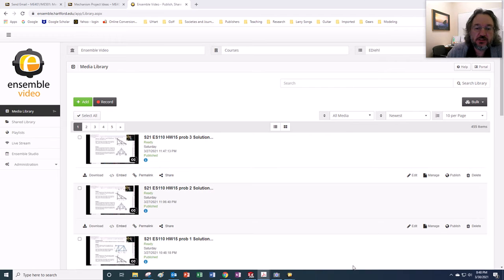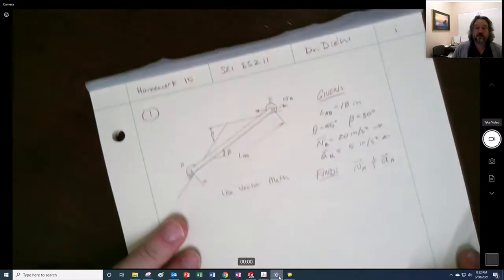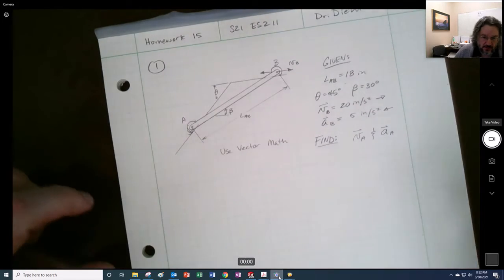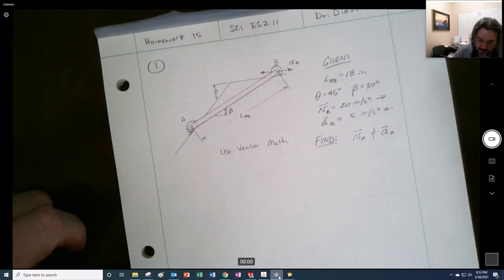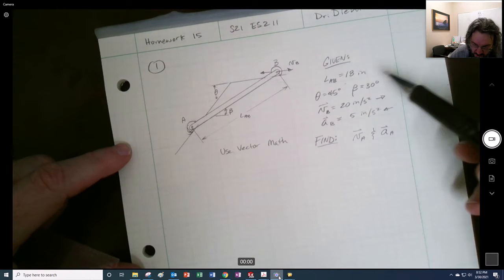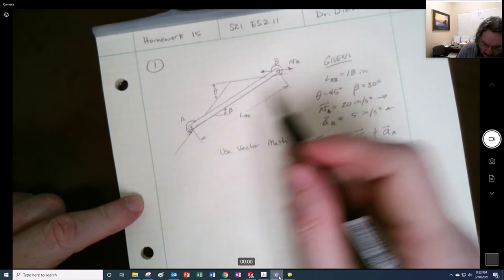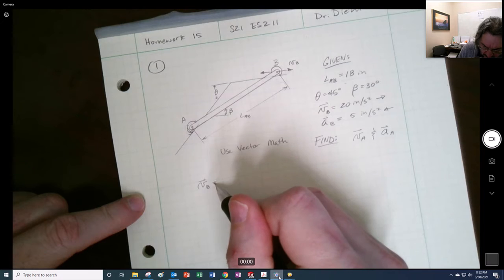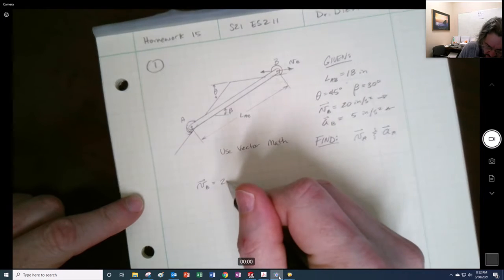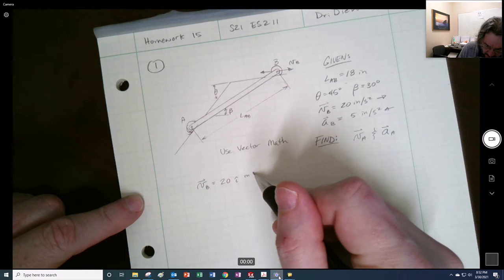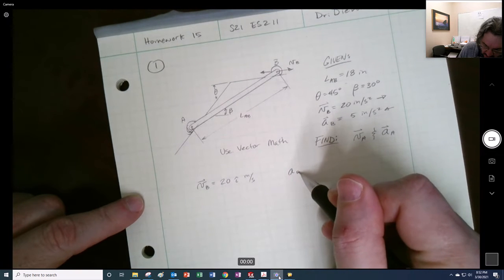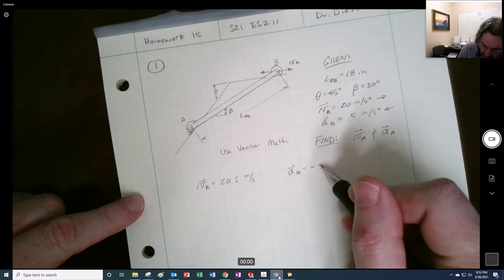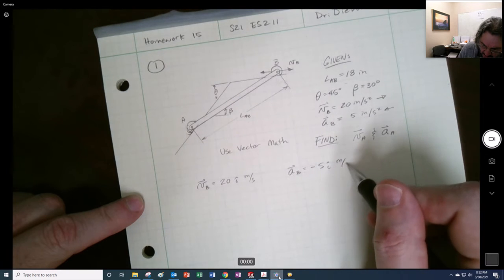Okay, so I'm going to pause so I'll write out the problem instead of wasting your time. Okay, so here we go. Right here, I have written out the problem so that I didn't take up time of yours. When we do vector math, we want to make sure that we write out all the things that we know. We'll say that first off, the velocity of B is equal to 20 i meters per second. The acceleration of B is going to be equal to negative 5 i meters per second squared.